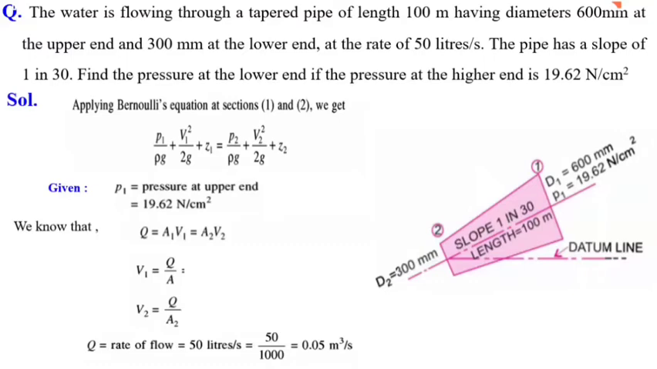So Q, the rate of flow or discharge, is given to you in the question, which is 50 liters per second. Remember to convert it into its SI unit, which is meter cube per second. And note that 1 liter equal to 10 raised to minus 3 meter cube. So our discharge will be 0.05 meter cube per second. Once we have our Q with us, now we will have to calculate A1 and A2.